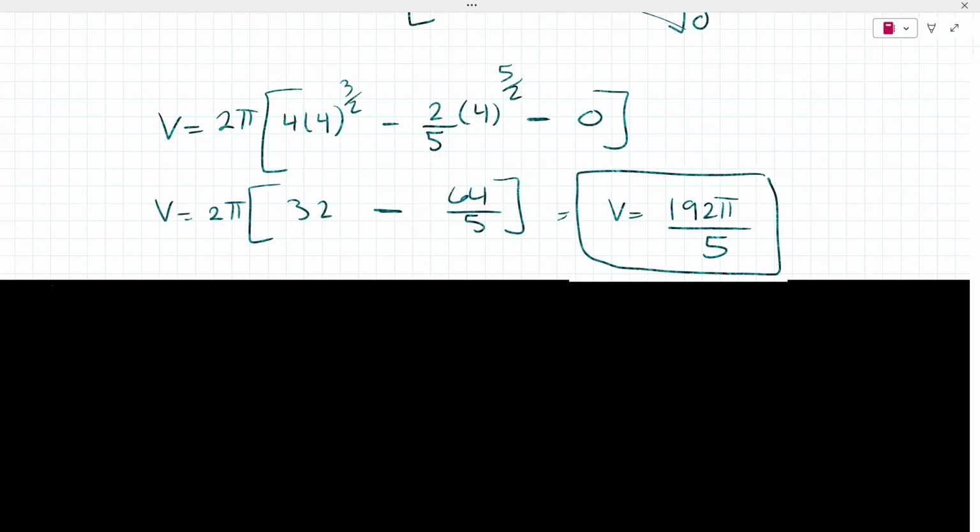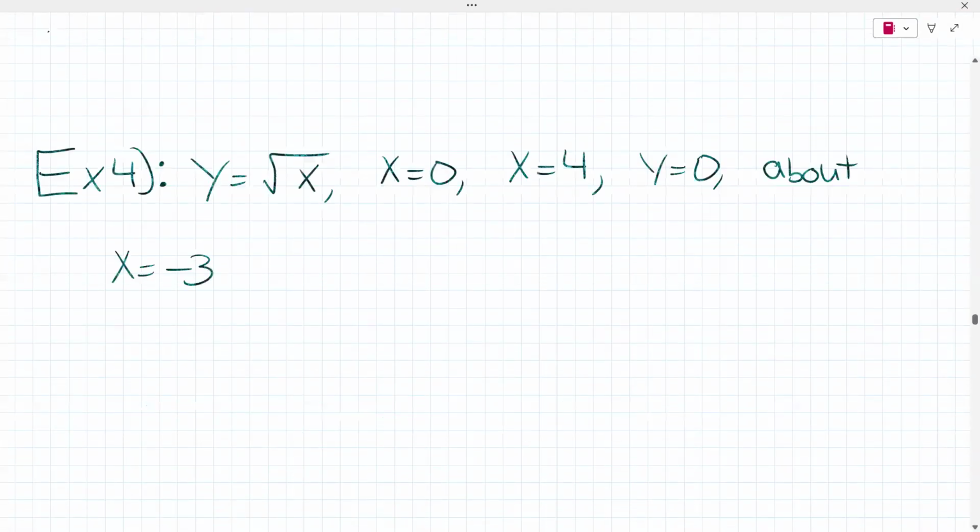Okay, let's do another one. Let's do the same exact one, but this time we are revolving at x equals negative 3. Example 4 is exactly the same problem. The only thing is we're revolving around the line x equals negative 3. So we have y equals square root of x, x equals 0, x equals 4, y equals 0, and we're revolving around x equals negative 3.